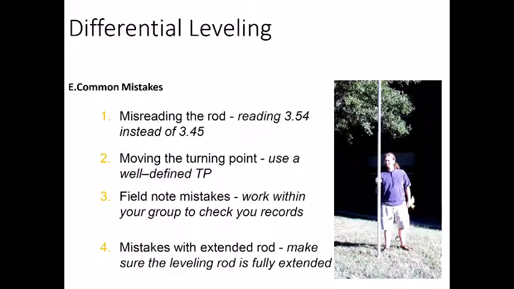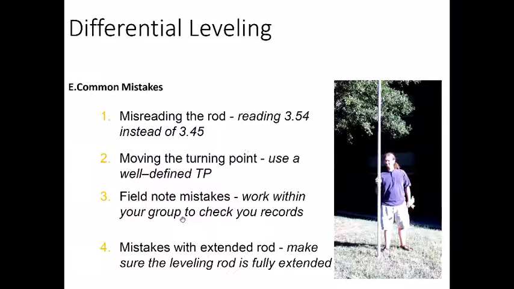So some mistakes that should be avoided while doing this process. The most basic one is reading the staff wrong. That's why I have emphasized reading the staff correctly a lot, and I have given you a lot of videos to watch on that. The second mistake is moving the turning point. Use a well-defined turning point. That's very important because your TP becomes the new benchmark, and if your benchmark is wrong, all the work that you do after that will be wrong. So whenever you set out a benchmark, it has to be done very accurately, and the point has to be very distinct in the ground.